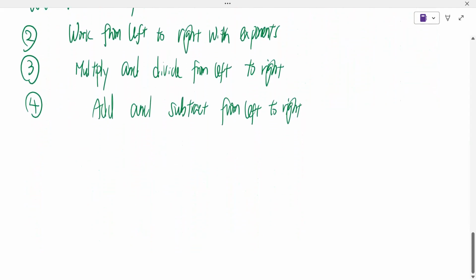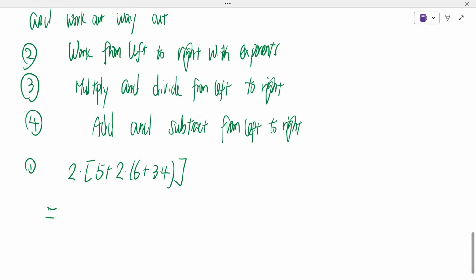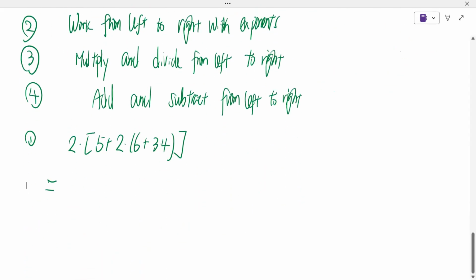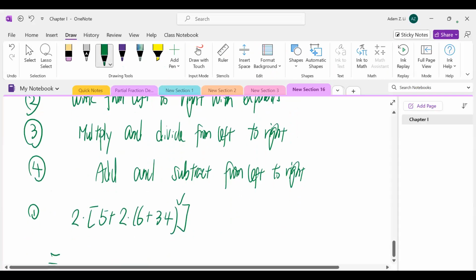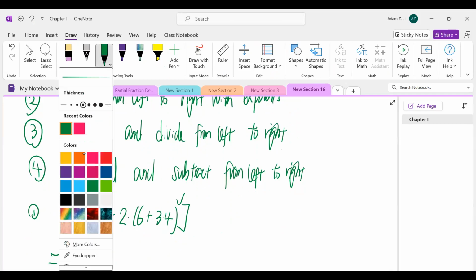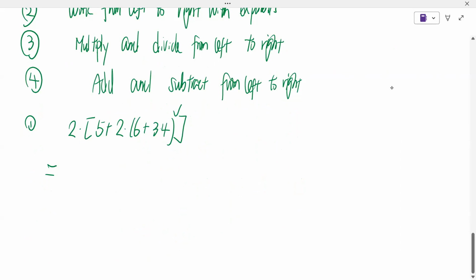And so a quick example, right? Let's look at the example. Example be this: 2 times square bracket 5 plus 2 times 6 plus 3 times 4, and then close square bracket. So right here we apply PEMDAS, right? We go to the innermost parentheses first. So that means we're gonna multiply 3 and 4 first, inside the parentheses. So 3 times 4 goes first, and that's 12.